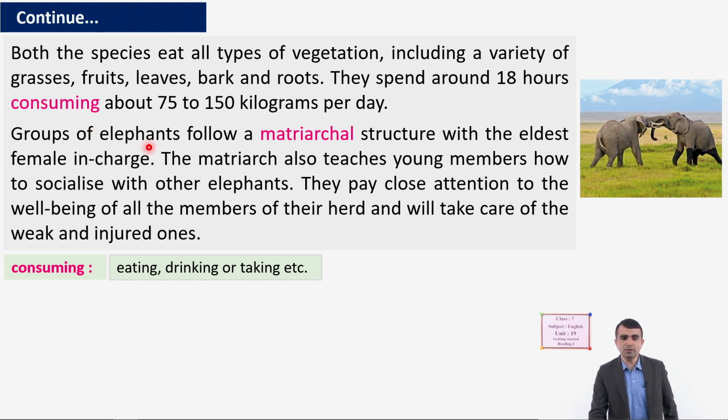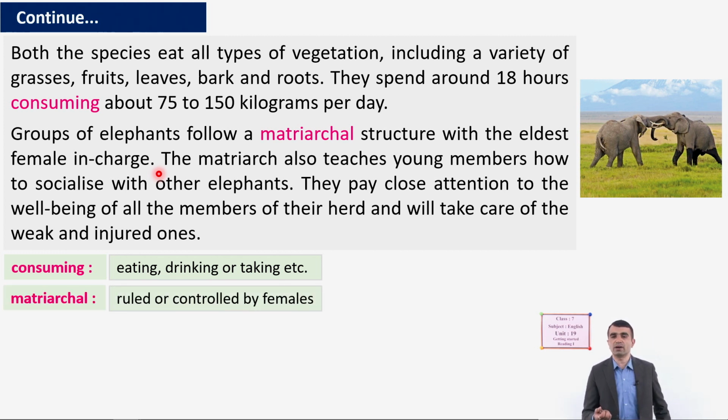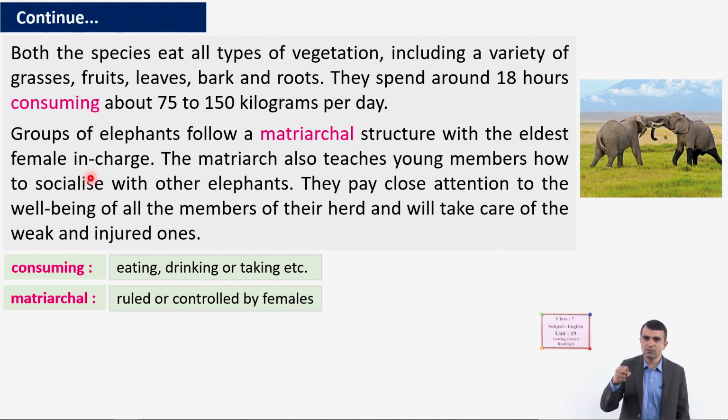And here is another word, matriarchal. Matriarchal means what? Groups of elephants follow a matriarchal structure with the eldest female in charge. Okay, what does matriarchal mean? Matriarchal means ruled or controlled by females. Okay, who controls it? The eldest female is in charge. In charge means what? Head of the herd, head of the group is female, that is the eldest one.